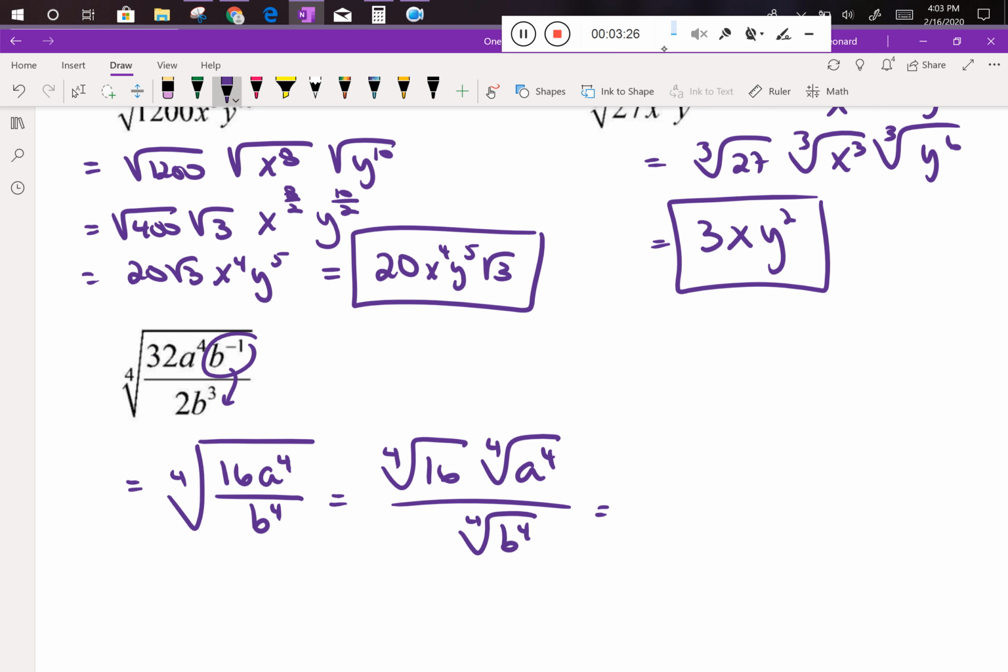Well, 2 to the 4th is 16, so the 4th root of 16 is 2. This is a to the 4 over 4, or just a. And this is b to the 4 over 4, or just b.